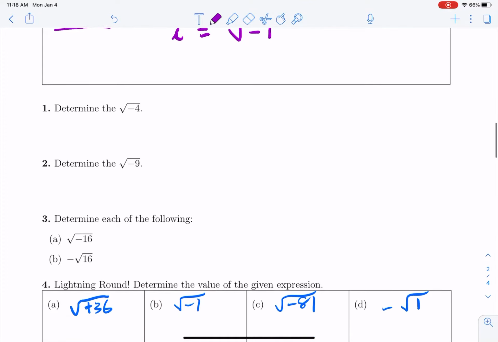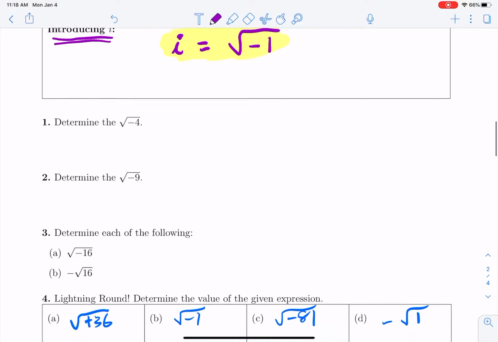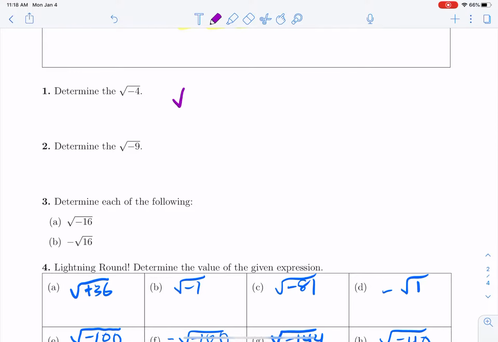All right, determine the square root of -4. Let's see how we can apply this idea of square root of -1 equals i to this next problem. Determine the square root of -4. Is there a way that I can separate that out so somehow I isolate the square root of -1? Well, I could rewrite that as the square root of 4 times -1. That's just the same thing as the square root of 4 times the square root of -1.